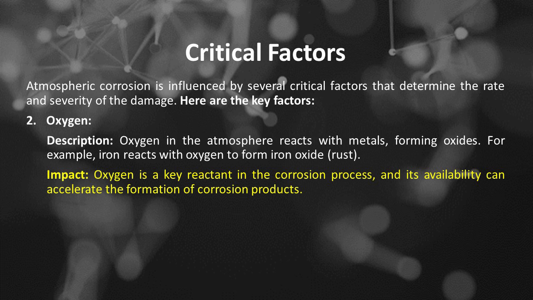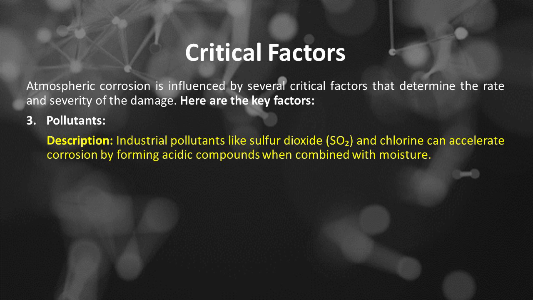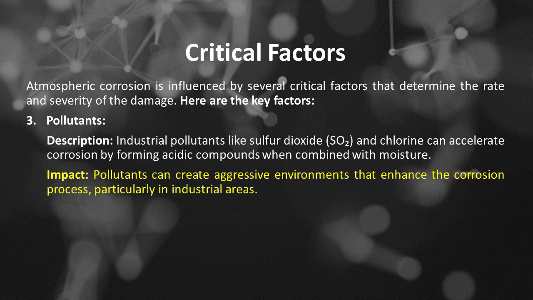Critical factor number 3 is pollutants. Description of pollutants. Industrial pollutants like sulfur dioxide, SO2, and chlorine can accelerate corrosion by forming acidic compounds when combined with moisture. Impact of pollutants. Pollutants can create aggressive environments that enhance the corrosion process, particularly in industrial areas.